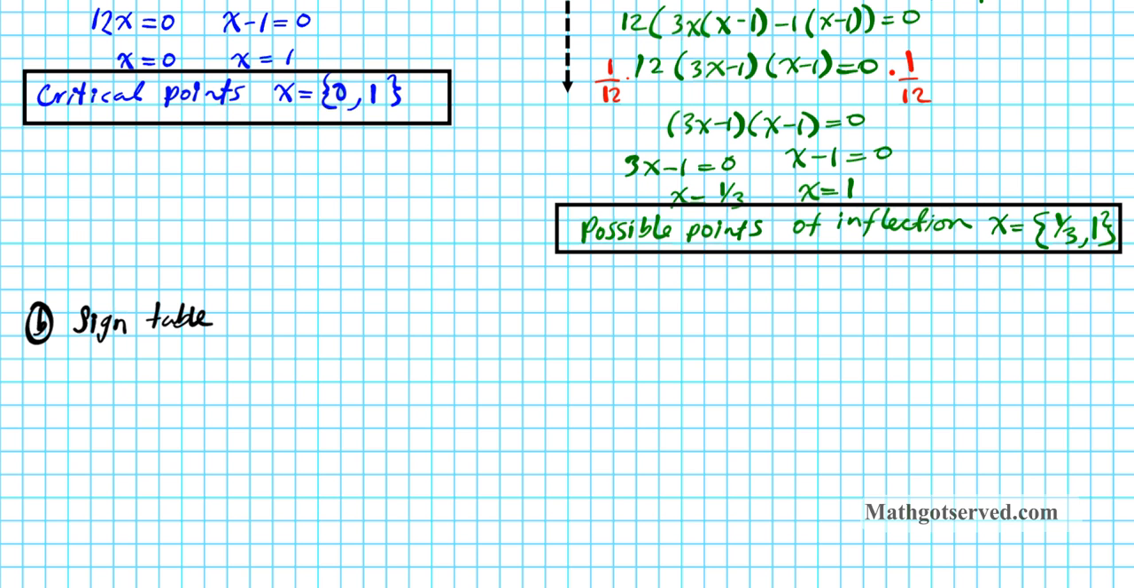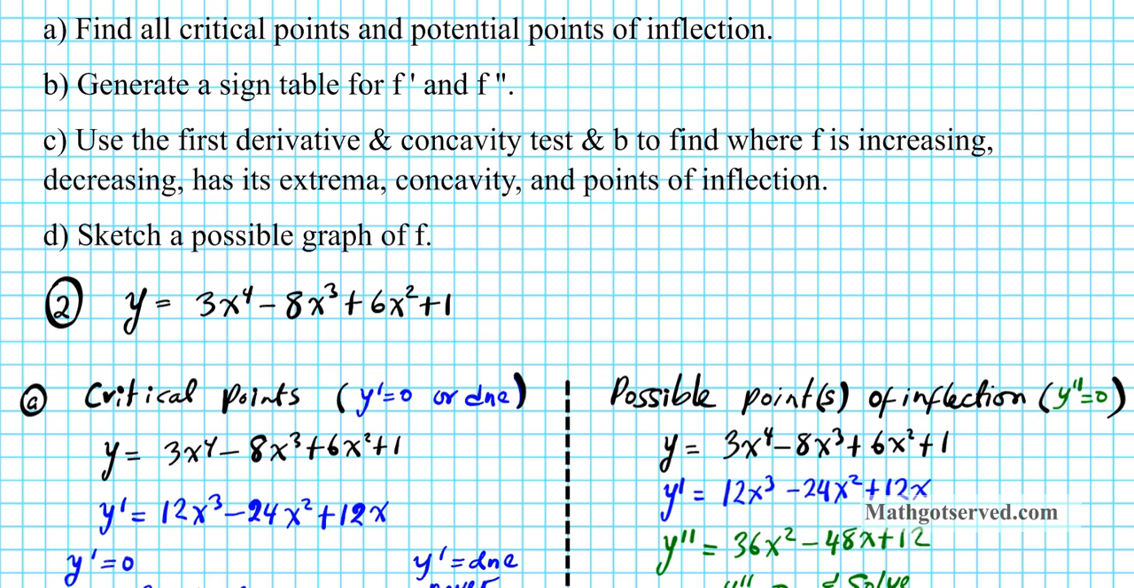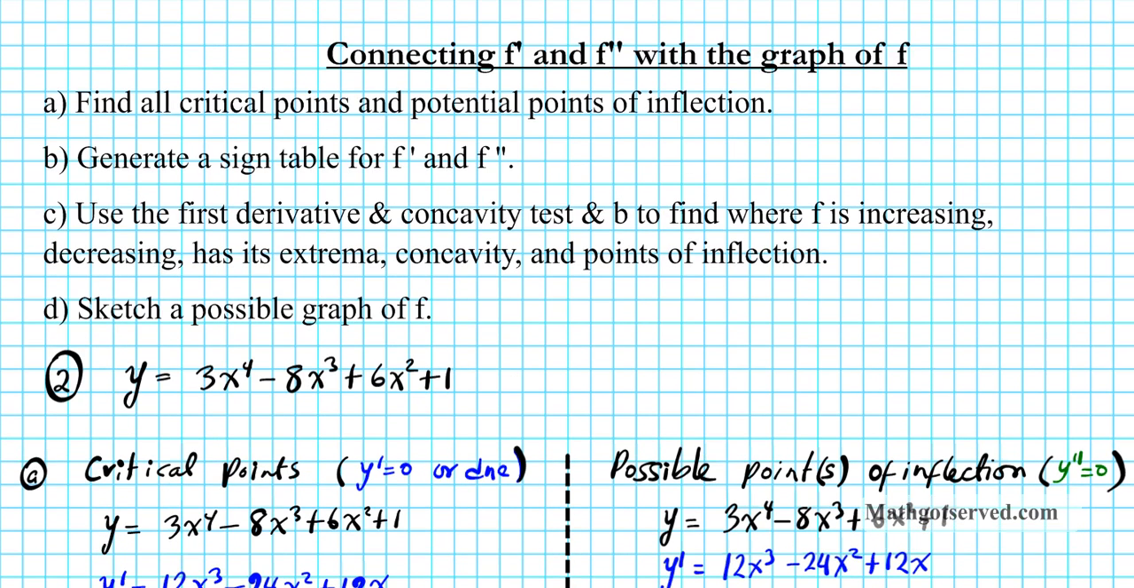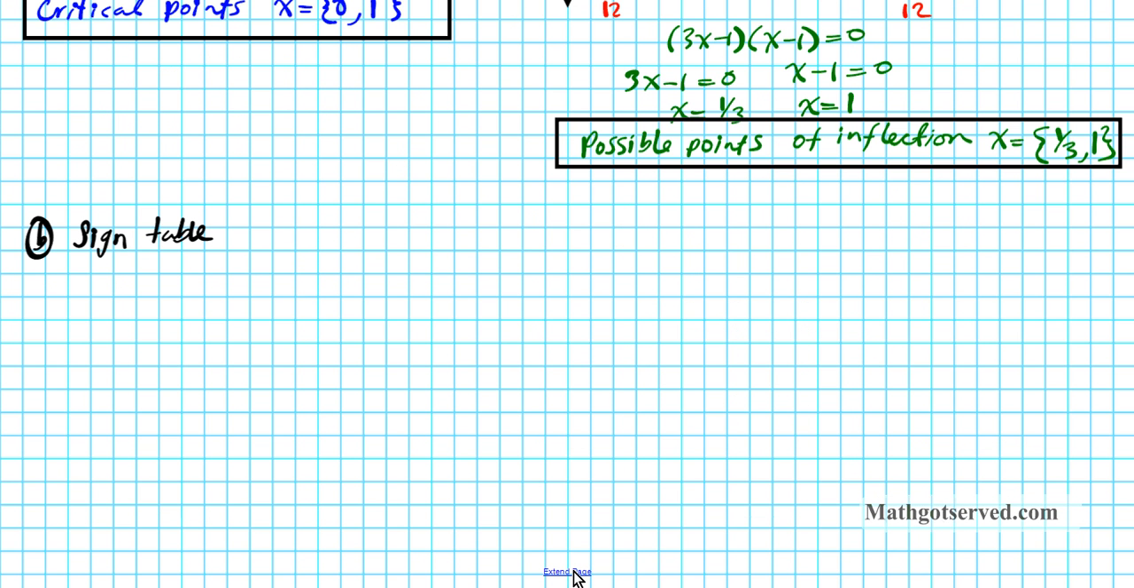Let's scroll up and see the instructions, just to refresh my memory. It says generate a sign table for f prime and f double prime. I'm going to make an interval. We don't have any restrictions on our domain here, so we don't have a closed interval. It's an open interval.